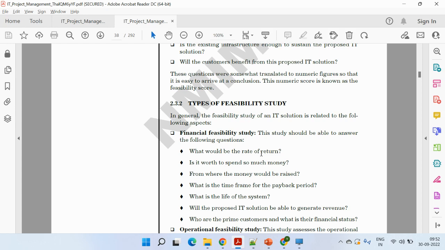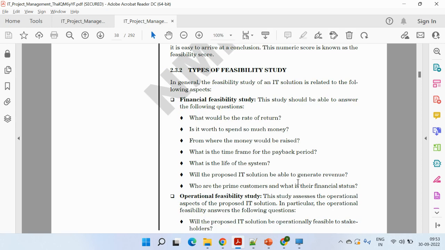Like it's mentioned that okay, feasibility study, it should have the following answers of these questions. What will be the rate of return? Is this worth to spend such kind of huge volume of money? From where the money be raised? What is the timeline? What is the life of that solution? Will it be able to generate some revenue, cope up with some revenue challenges? What is the prime customers? What is the financial status?